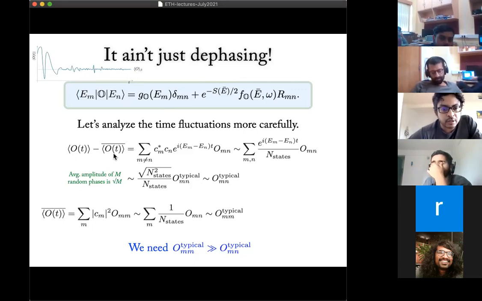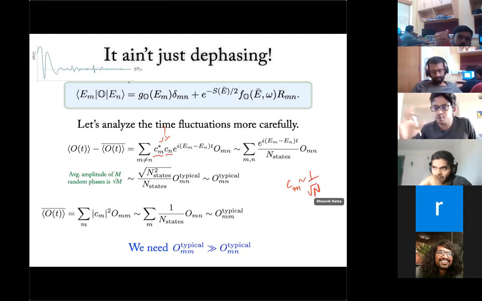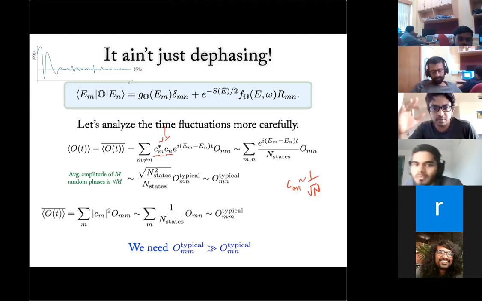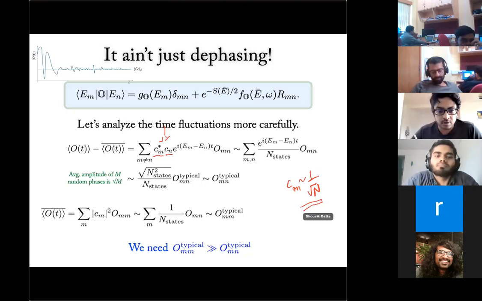If you look at this difference, the diagonal contribution cancels, as we saw earlier. So the only contribution to the sum comes from off-diagonal elements. Now you can think that these C_Ms are appropriately normalized, and each of them is roughly of the order of 1 over square root of N. We are just doing an estimate of how small this off-diagonal element should be, just an order of magnitude calculation. So you get this factor over here, 1 over N.